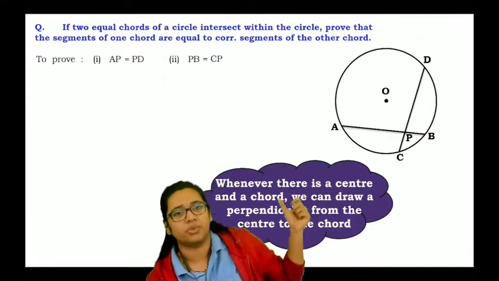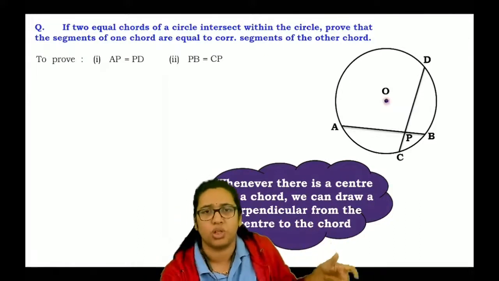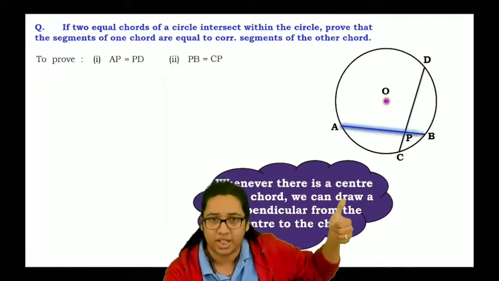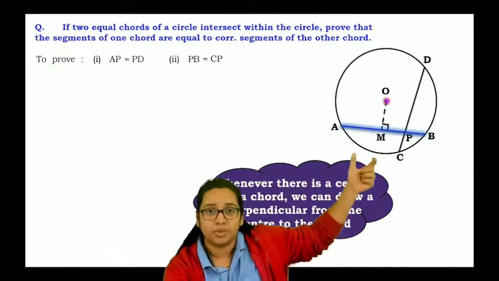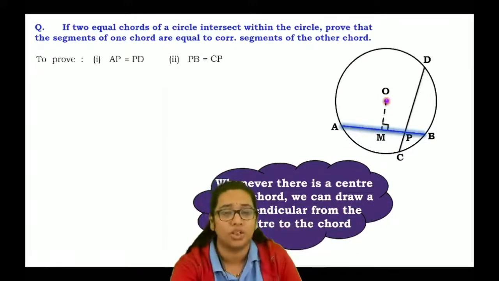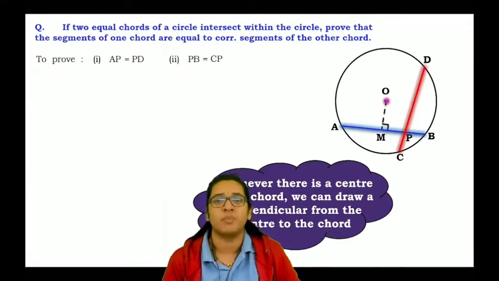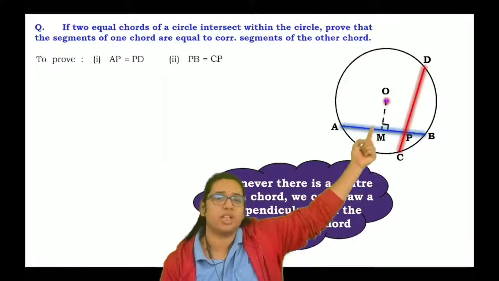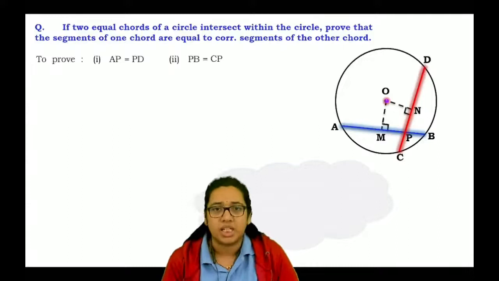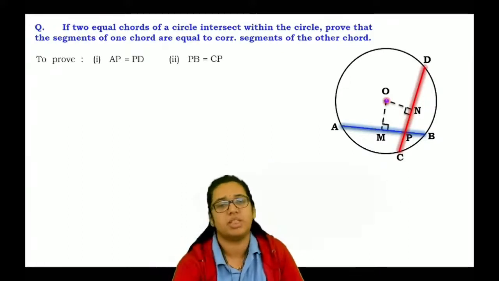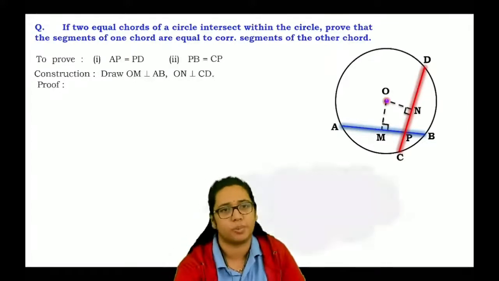We know that we can draw a perpendicular from the center to the chord, then obviously it will be 90 degrees. And the second case is that theorem: if the lengths of two chords are equal, then those two chords are equidistant from the center. So for the first case, suppose we are considering OM perpendicular to AB, and for the second chord CD, we'll consider ON, which is perpendicular to CD. So at the construction, we have just drawn these two perpendiculars.